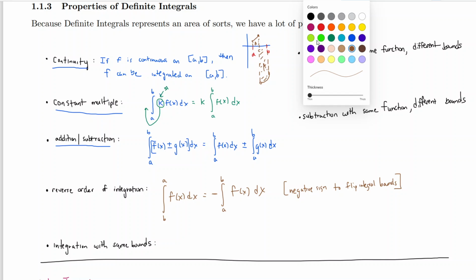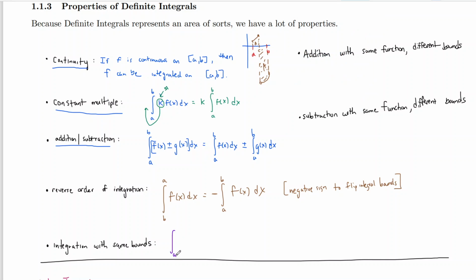Right. And I think one of the most interesting properties is this. If you're integrating, but the top and bottom is the same number, what do you think that is? Well, if you think about it in terms of area, what you should do is come up with the number 0.